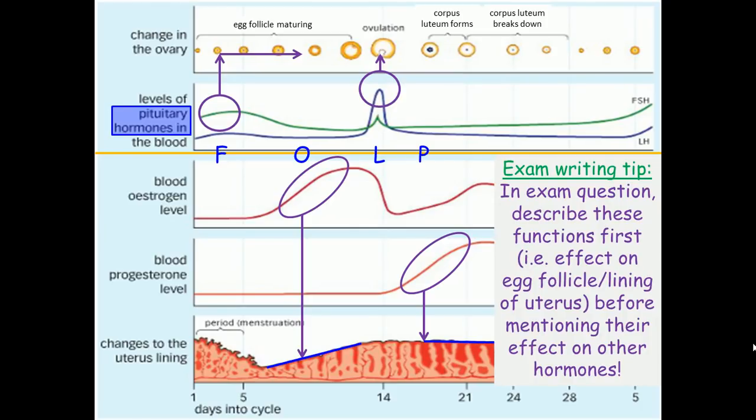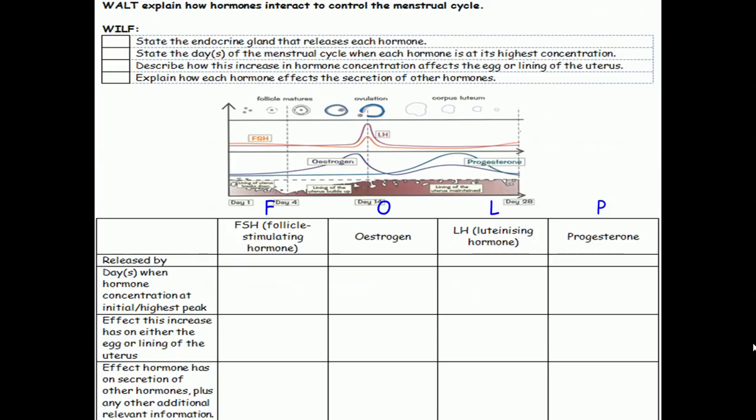In an exam question, if you're asked about the effect of these hormones, you should talk about their effect on the egg follicle or the lining of the uterus first, before mentioning how they affect each other's concentration. So the primary function should be about their effect on the changes in the female reproductive organ, and then you could talk about how they affect each other. So you've got to know how these hormones affect the secretion of each other as well. So again, you've got to remember the acronym FOLP, because that is the order of how the hormones affect each other.